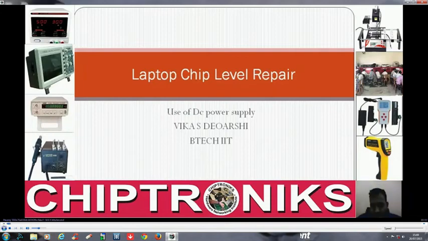Good afternoon everybody, and in this class I'm going to explain the use of a DC power supply for shorting problems. Use of a DC power supply is very important in laptop chip level repair, as it is one of the devices which solves the problem of shorting. You can say that this is a kind of magical device, and with a DC power supply we can find this shorting very easily.